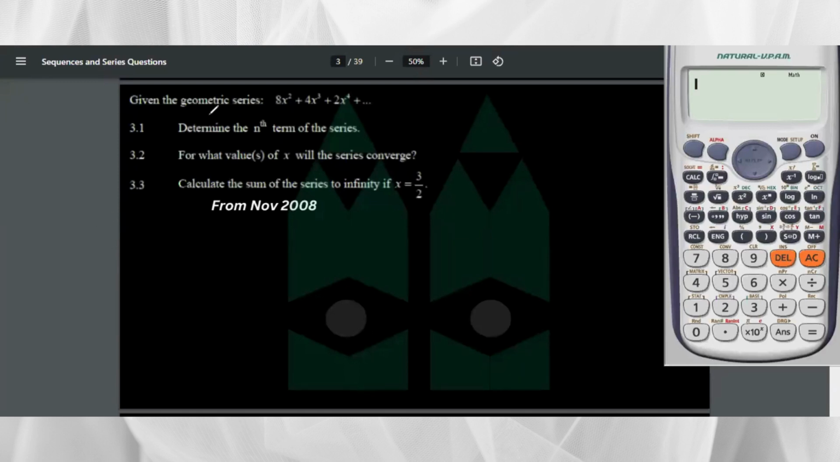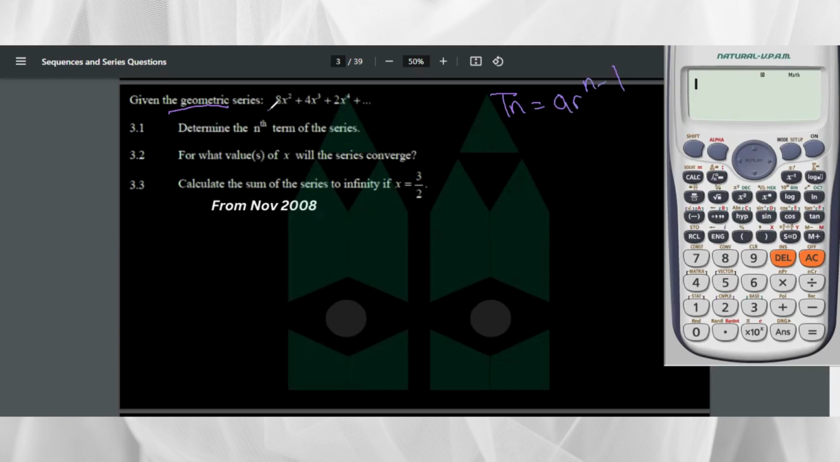So the first question here, we're given a geometric series, which is good because they told us already that it's a geometric series, which is nice. Given 8x² plus 4x³ plus 2x⁴, they say determine the nth term. Now, the nth term of a geometric series is equal to a r to the power n minus 1.